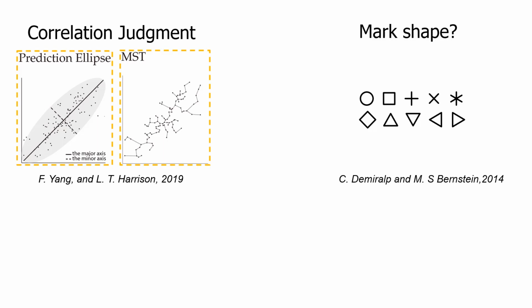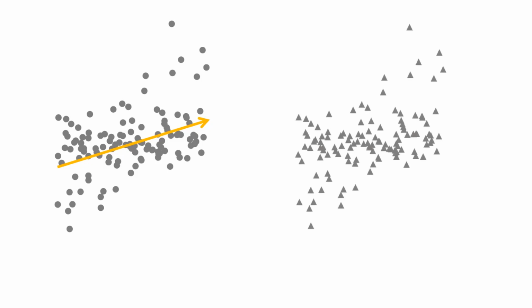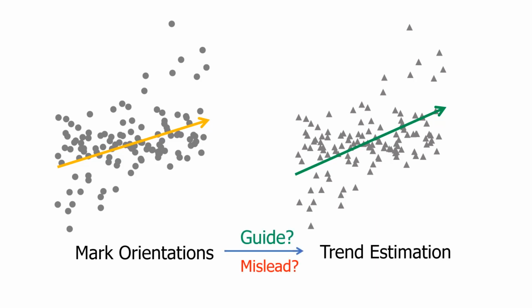With so many options, we focus on triangles and circles, which are the most widely used marks. This is a scatterplot with circles. You may fit it like the yellow line. But if we replace the mark with the upward triangle, will it encourage us to move our estimate up like the green line? So the question is, will the mark orientation guide or mislead the trend estimation in scatterplots?